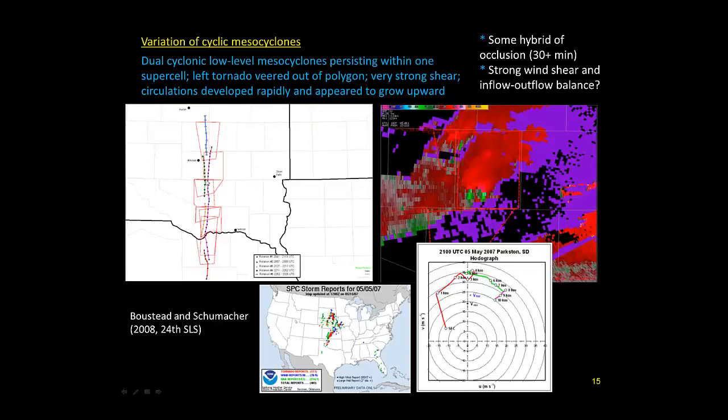And in some cases like this, you see where the tornado to the left can actually veer to the left and get out of the warning box. So that's something that we need to consider. And that was another reason that I think prompted Phil to look at this.